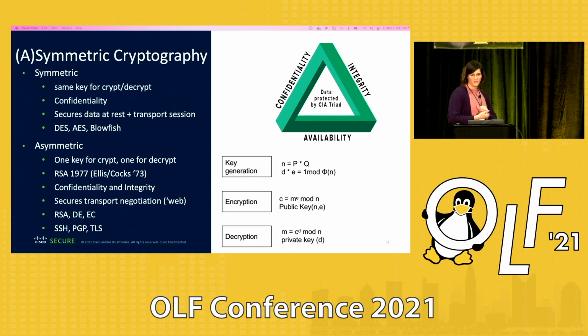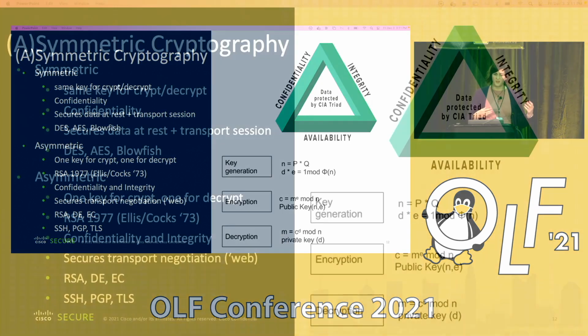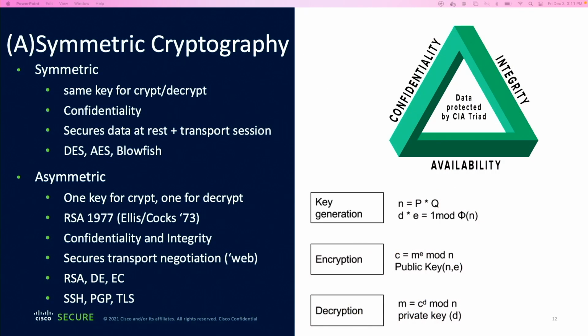Asymmetric versus symmetric. Symmetric is the same key for encryption and decryption, so that's a shared secret between both ends. When we talk about the CIA triad, confidentiality, integrity, and availability, symmetric cryptography only guarantees us confidentiality. So you need to know the secret to read the information that's sent over the wire. This is oftentimes used for securing data at rest or during a transport session, the data that's being transmitted. Some examples are DES, Triple DES, AES, Blowfish.